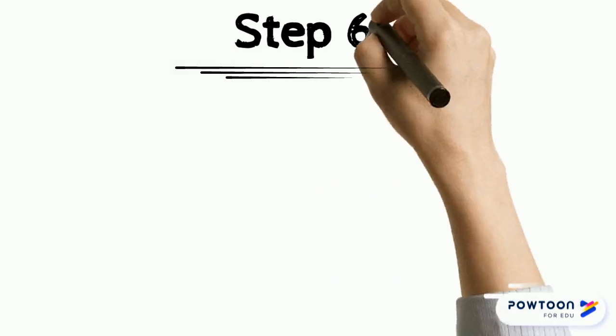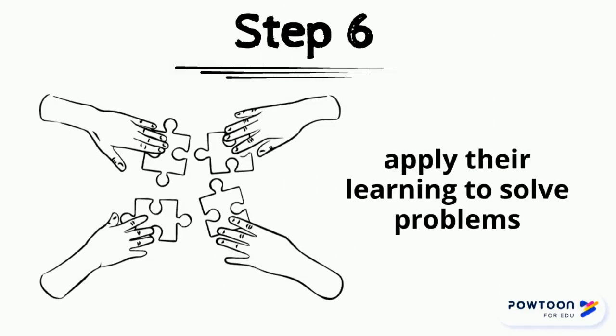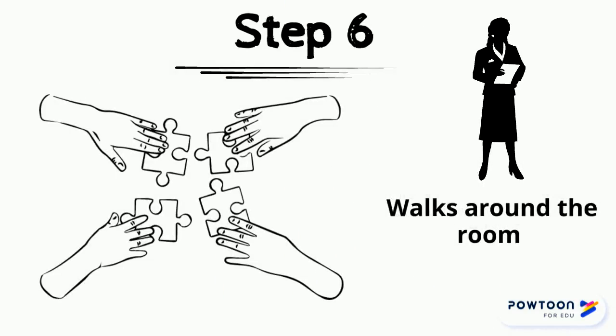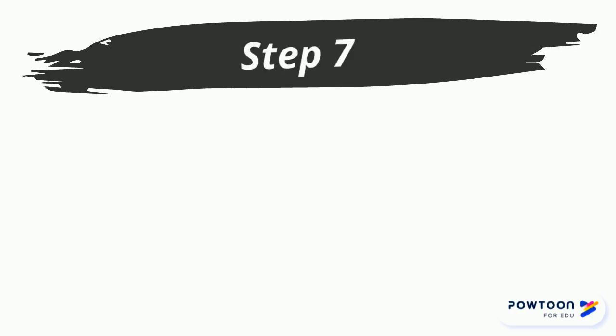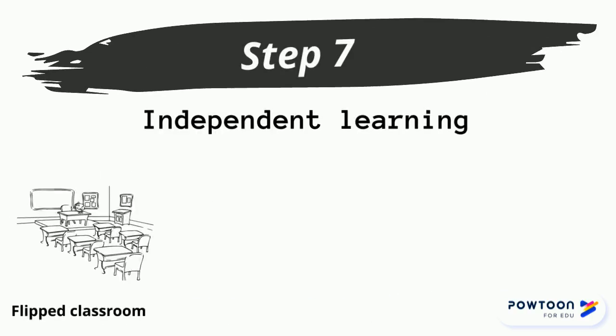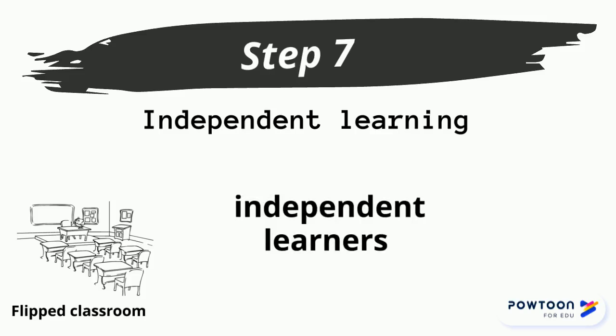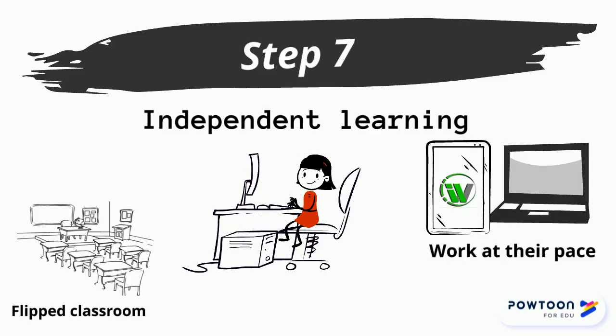Step 6. Students work on problems in class, applying their learning to solve problems. And the teacher walks around the room and facilitates the learning and helps students when needed. Step 7. Independent learning. In the flipped classroom, students become independent learners. They take more responsibility for their learning and are able to work at their pace. They can move faster if they wish to.